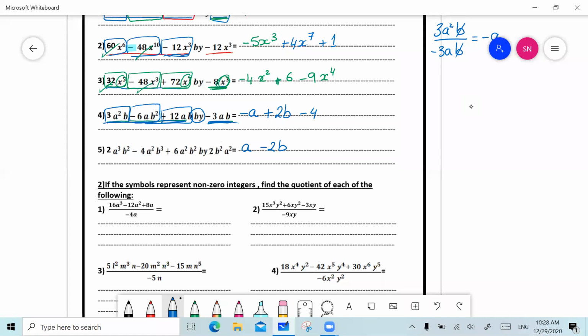Now going for the third term, I have positive 6 divided by 2. This is equal to positive 3. A squared divided by a squared, it's a to the power of 0. I don't write it. B squared divided by b squared, it's also b to the power of 0. I don't write it. Did you get it now, ya Mustafa?